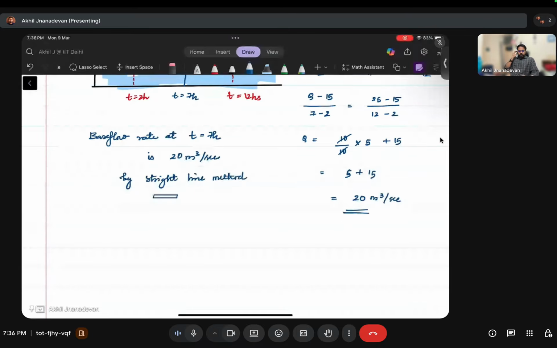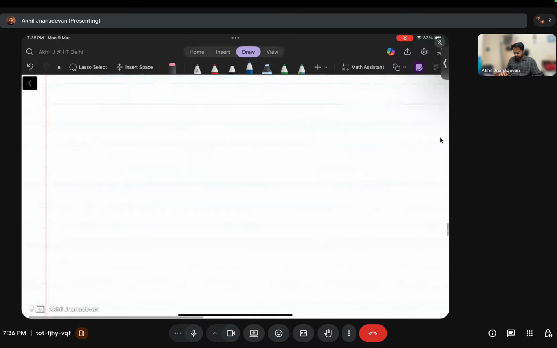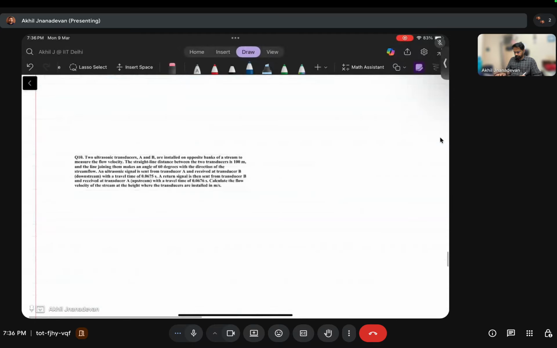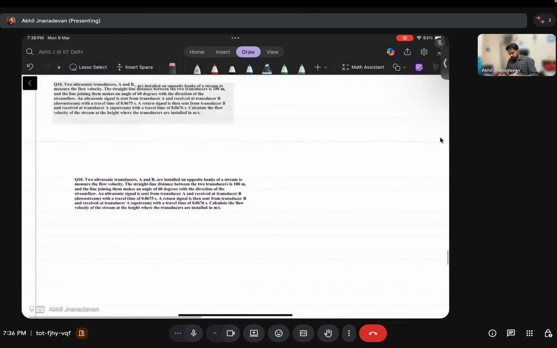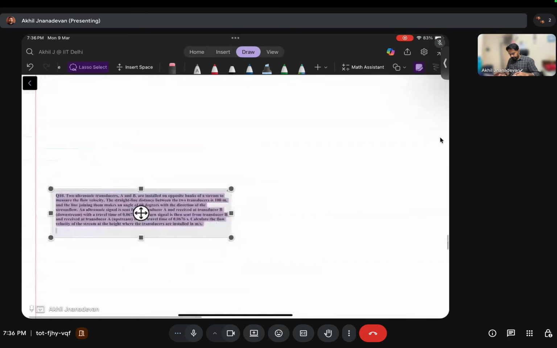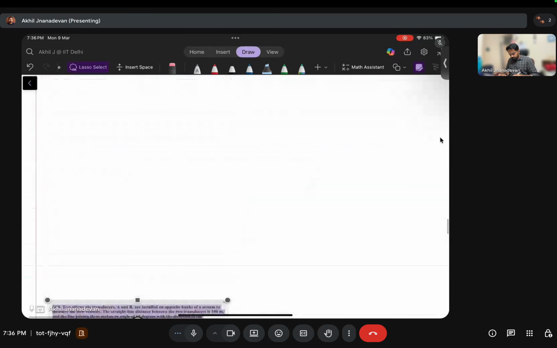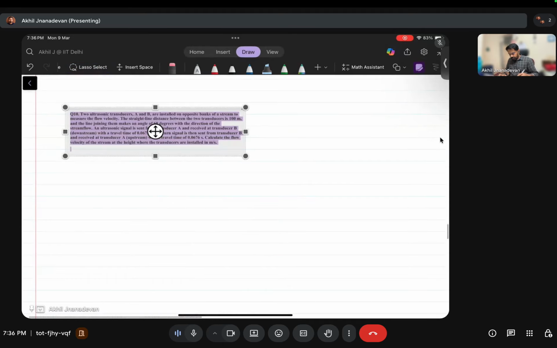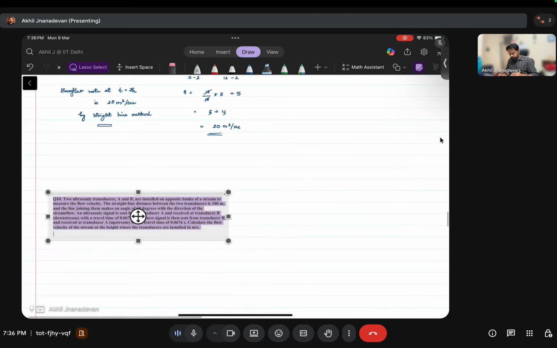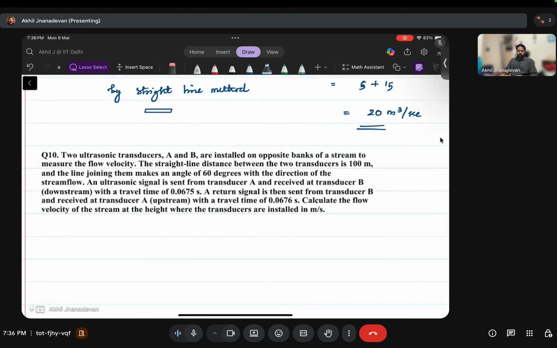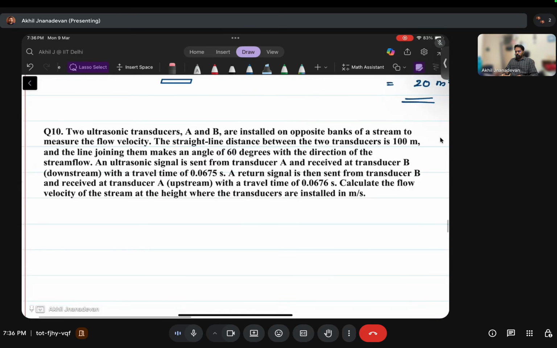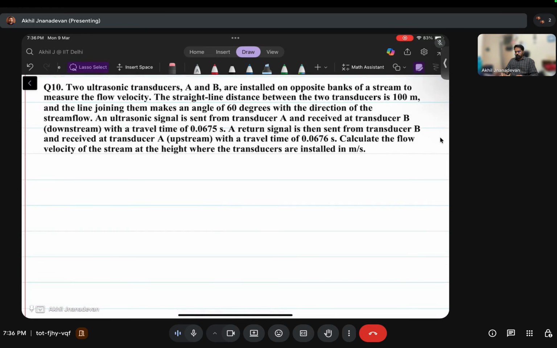Okay, so we can move on to the next question. We have three more questions. In this question, we'll be discussing a new concept, a new indirect method. Similar to the indirect method that we already saw, the dilution technique, right? This is another technique that can be used to measure the discharge, and that is called the ultrasonic technique.